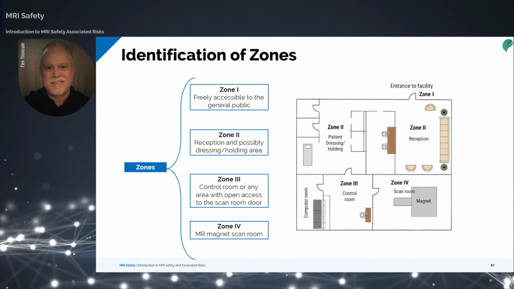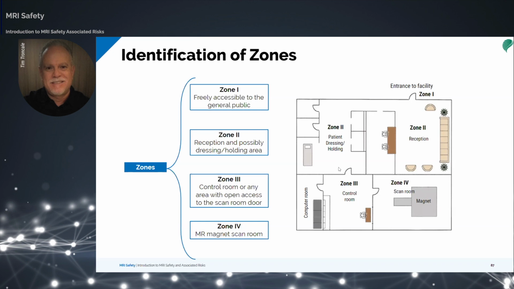In a basic diagram you can see here, zone 1 is typically outside the facility, freely accessible to the general public. Zone 2 is usually the waiting room and possibly the dressing holding area if there's a continuous hallway between the two. In zone 2 is where the patient checks in. They will be given an MR screening form to fill out. Zone 3, as you can see here, is the MR control room, and it does have a door separating it from zone 2. And then zone 4 is the magnet room itself.